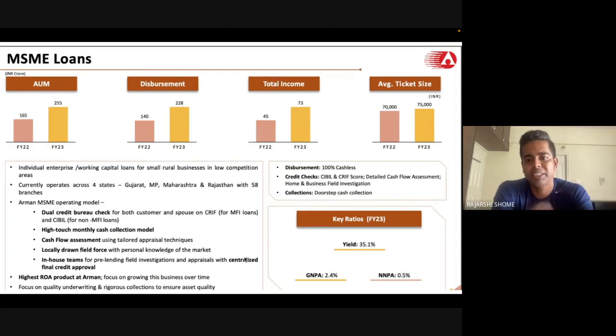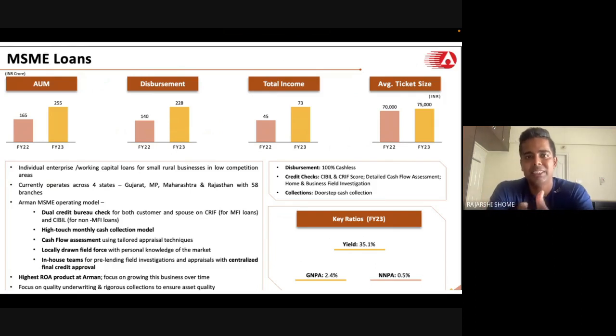MSME loans, 13%. Can you see the yield is higher than the microfinance space? So that's why Arman in their con call said, okay, going forward, the percentage of the loan book towards MSME loans will be higher, right? आज जैसे है only 12-13% है, going forward they would want to take it to north of 20% because यहाँ पे yield भी higher है.